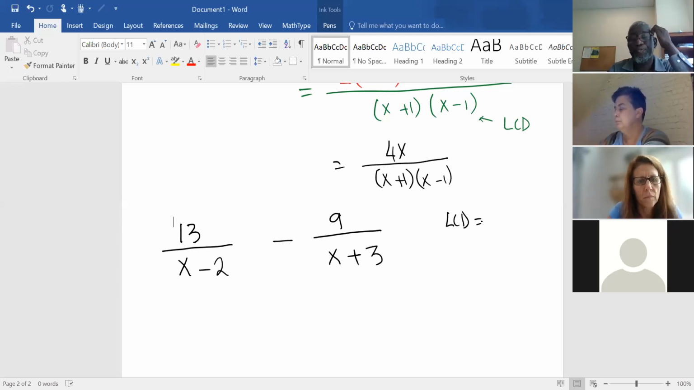All right, so can somebody walk us over the steps, please? Is the LCD x plus 6? Okay, that is a good question.